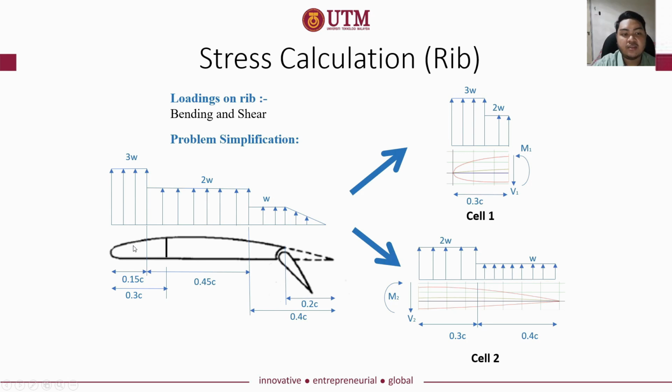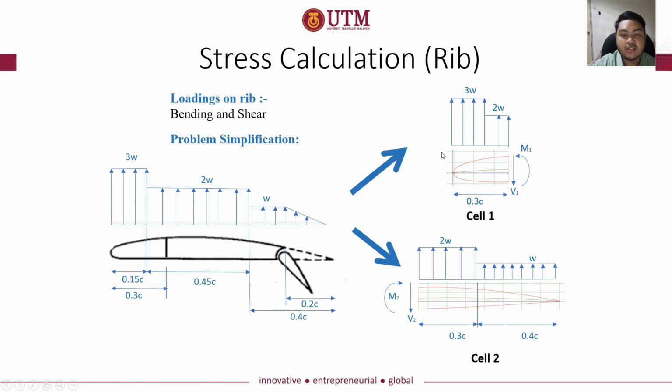The rib has been divided into two sections. The front part, in front of the spar, is known as cell 1, and the part behind the spar is cell 2. The pressure underneath the airfoil is higher than the pressure on the upper side, thus producing lift. From this diagram, we know that the lift distribution along the airfoil is like this.